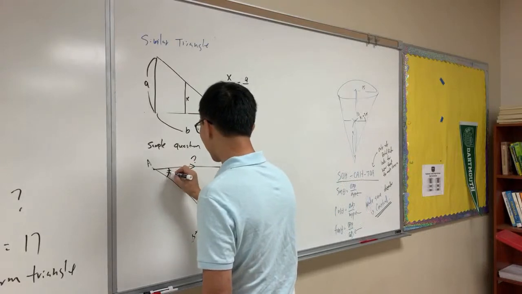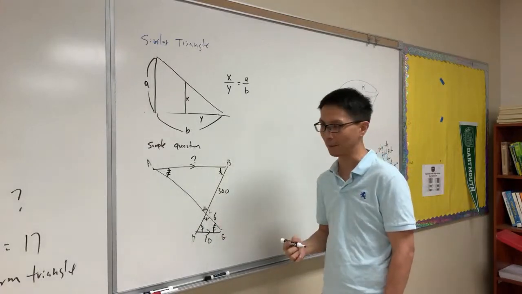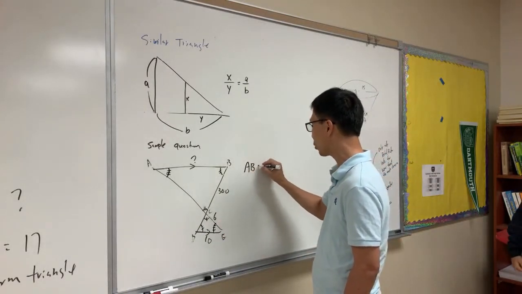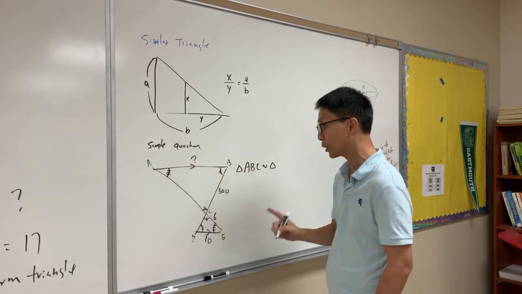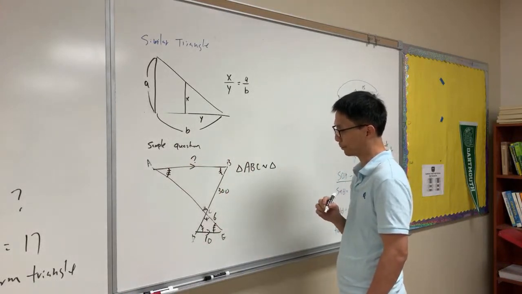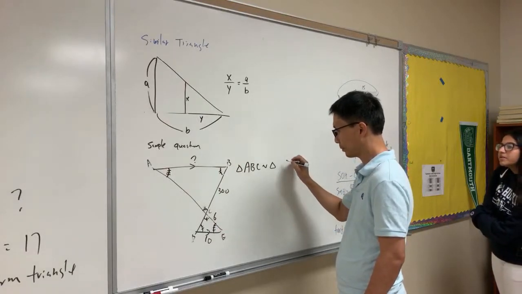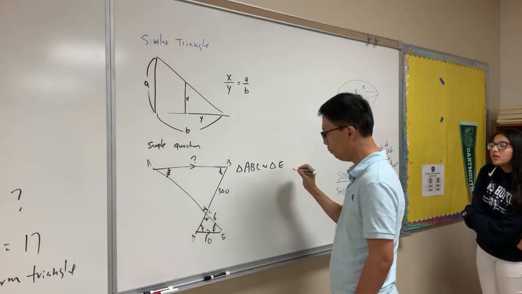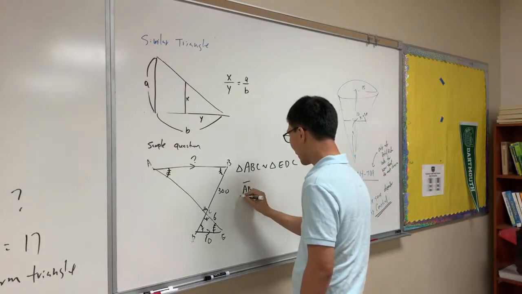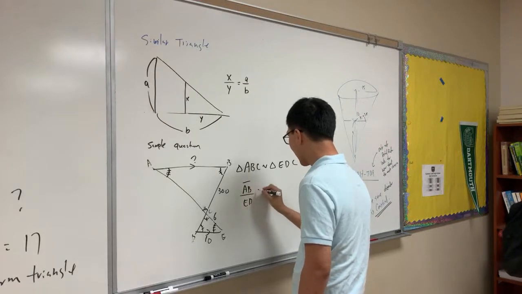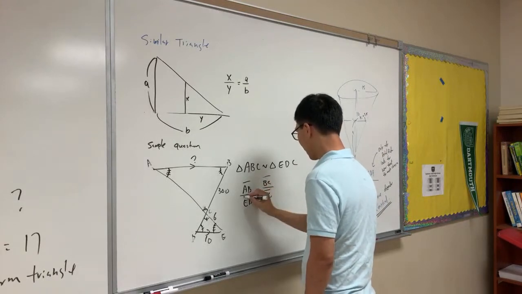Now this angle has to be the same because of the third angle theorem. Because if two angles are the same, the third angle has to be the same. So therefore, triangle ABC must be similar to triangle EDC. What do you think the answer is going to be? Similar to what? CD? AD? Is it EDC? EDC.